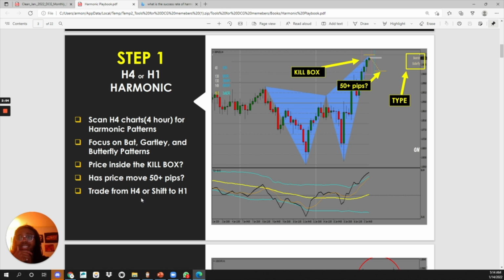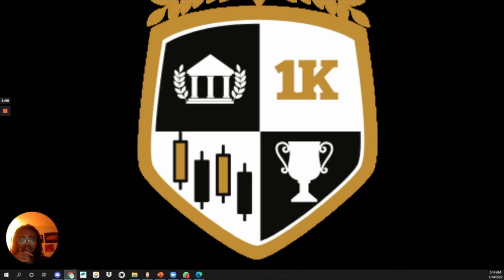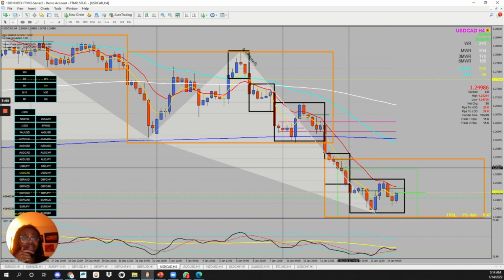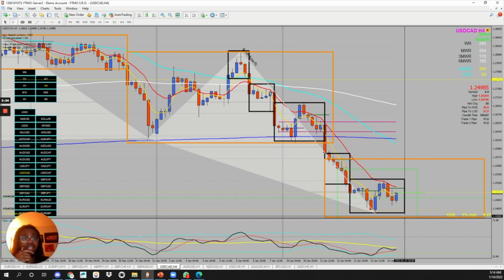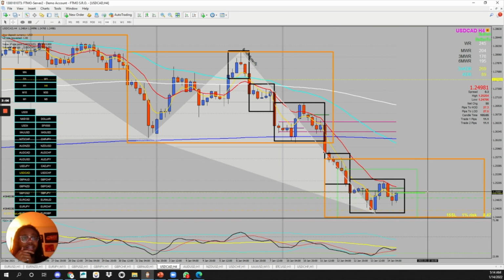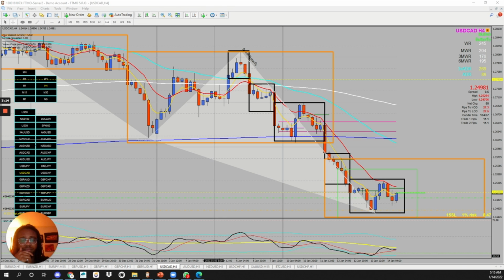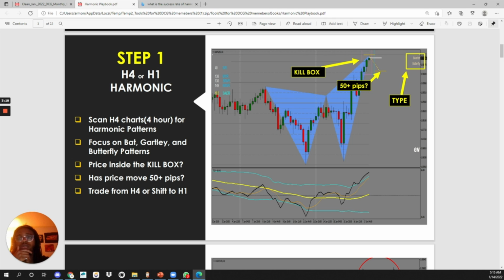Cool. Is price inside of the kill box? That's the first question you got to ask yourself. Yes, price is inside of the kill box. The kill box is the green box right there. That is the kill box. So yes, price is inside of the kill box. No worries there, right? All right. Has price moved 50 pips? No, it hasn't, because it's still in the kill box.